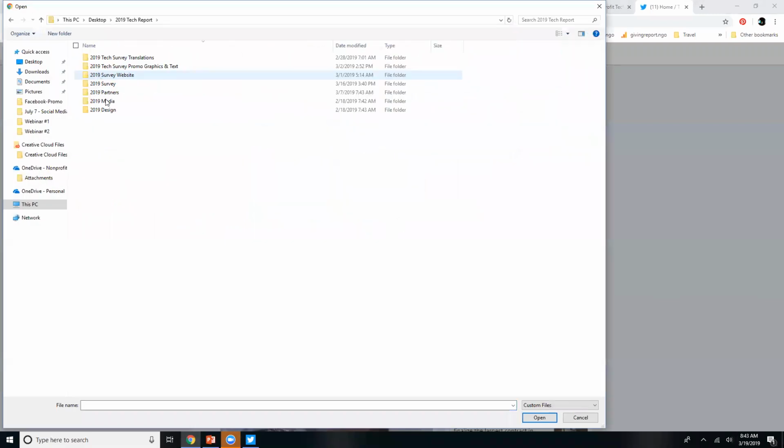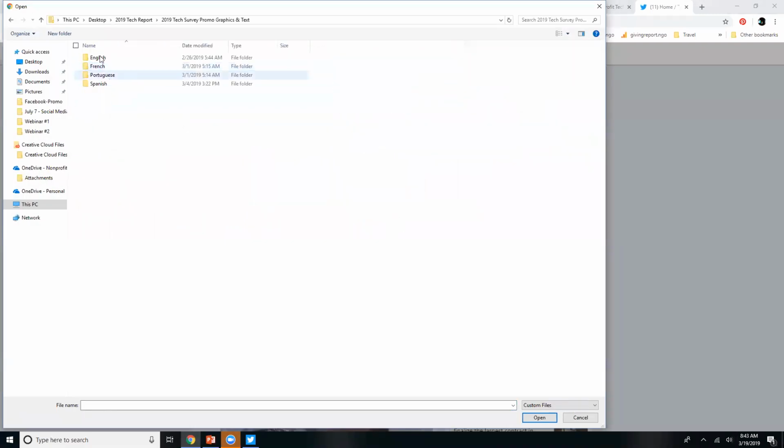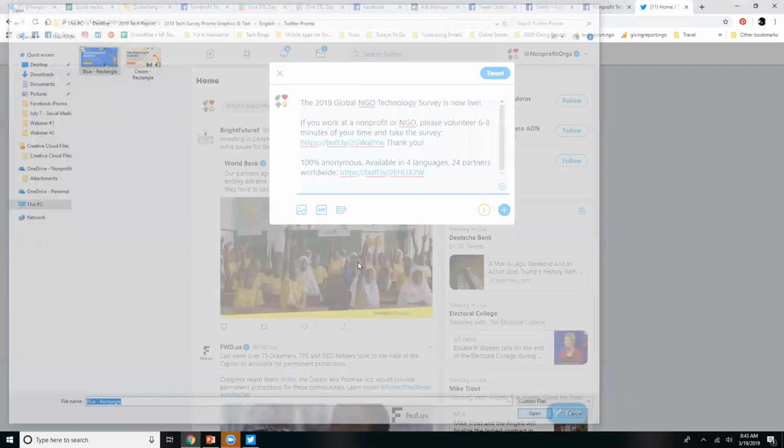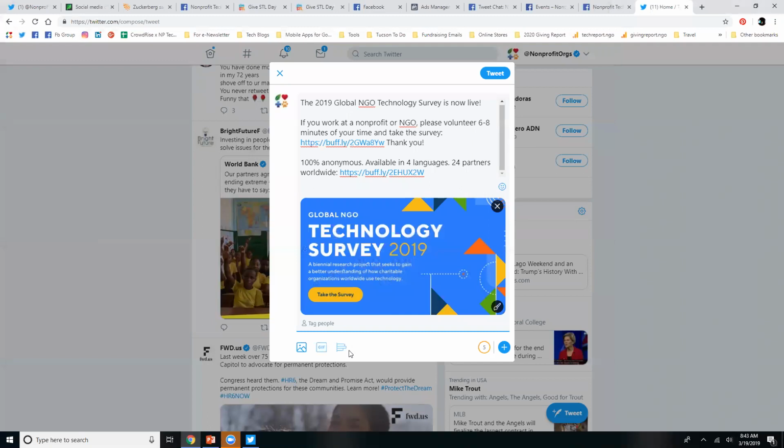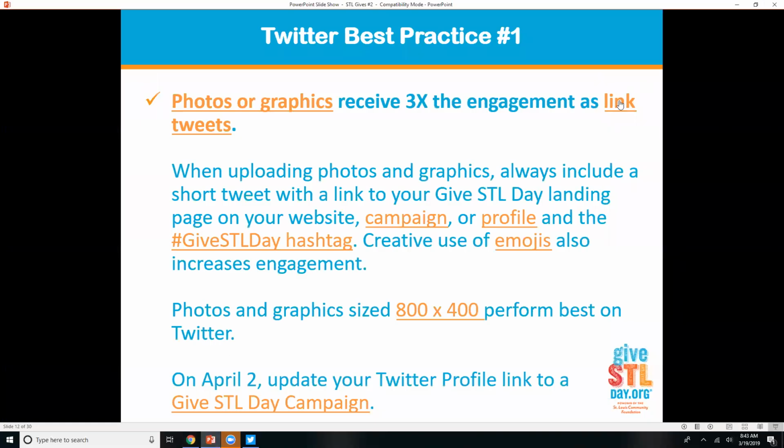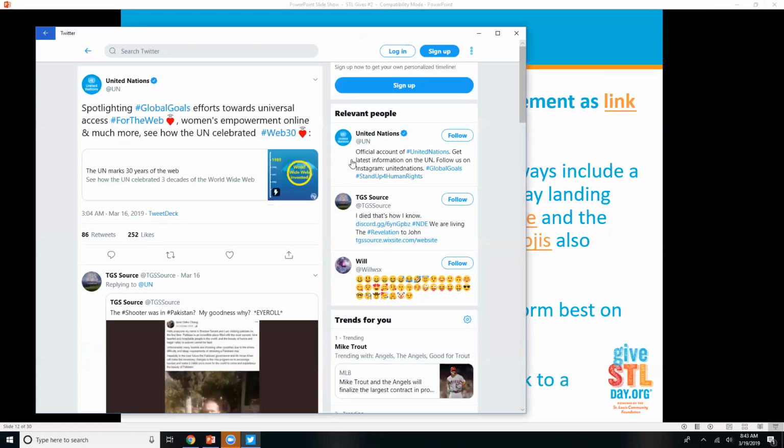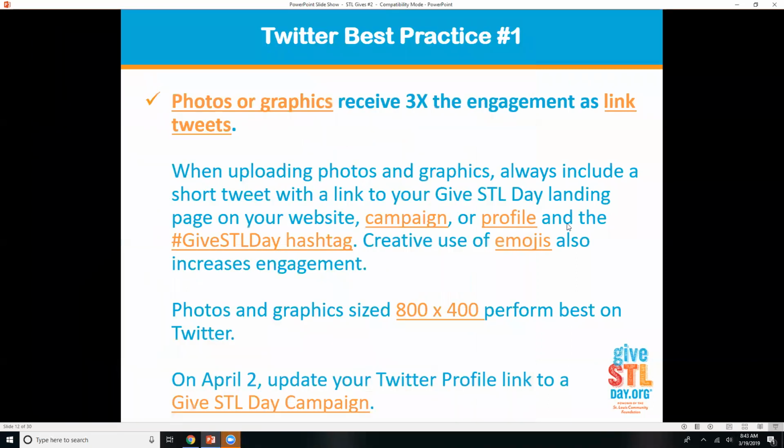So I've got the tech report going on right now. I'll go get my promo graphics. Let's grab it in English. Let's do Twitter. And again, this size rectangle does perform better on Twitter than square, because square gets cropped. So the 800 by 400 does work better on Twitter. And then I'll tweet. That will consistently get more engagement than if I just uploaded the photo where it pulls up a link, a tiny little square. So that trick still works.